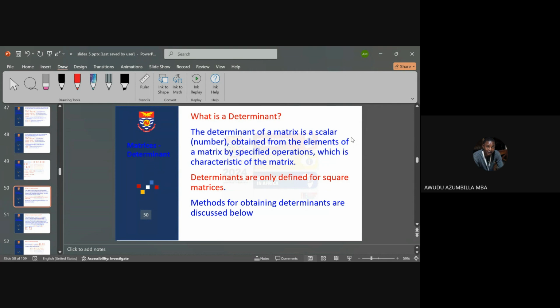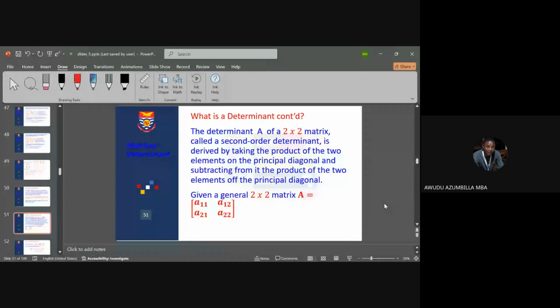So when we talk about the determinant, we are talking about a scalar. But for these scalars, we have a way of determining them, and the determinant is only defined for square matrices. For us to find the determinant, the matrix must be a square matrix. So methods for obtaining determinants are discussed below. Let's see the methods for finding the determinant of a matrix.